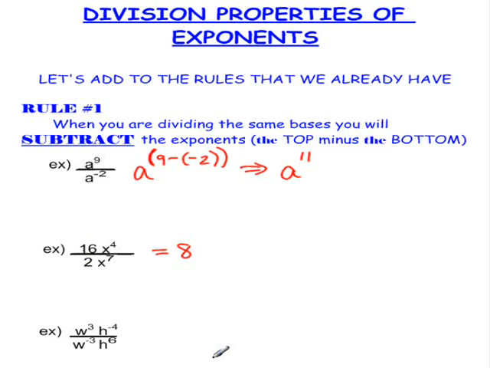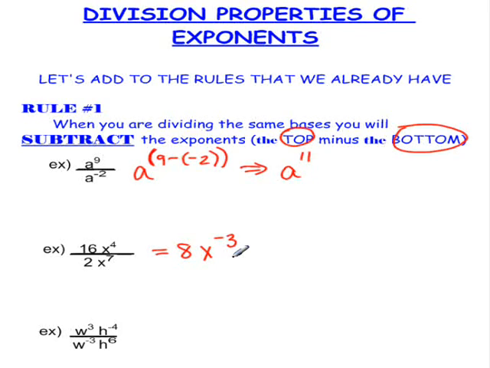Now let's look at our exponents here. We have x to the 4th divided by x to the 7th. So remember, we're dividing, so we have to subtract the top minus the bottom power. So let's do that. 4 minus 7. What is 4 minus 7? Negative 3. Now, we can't leave our answer with any negative exponents.